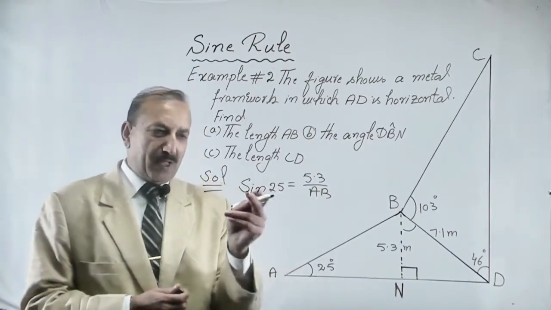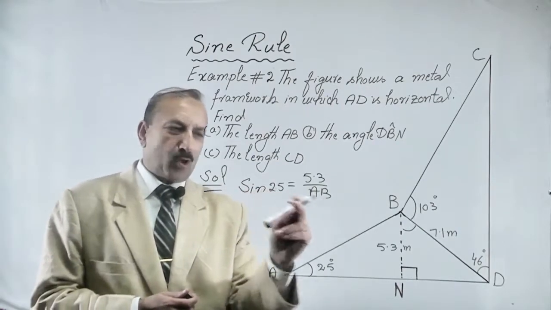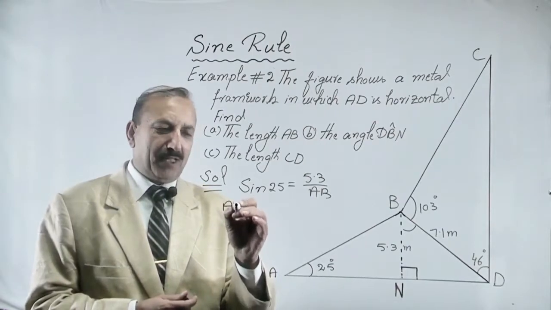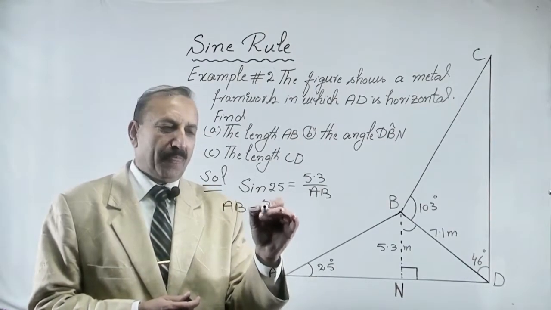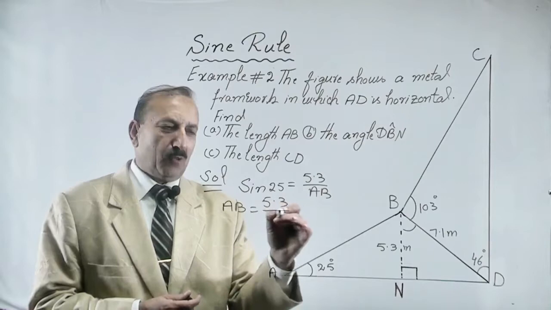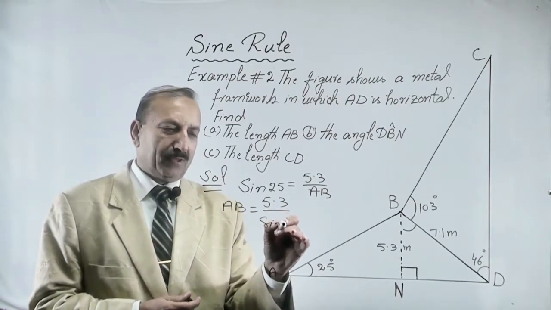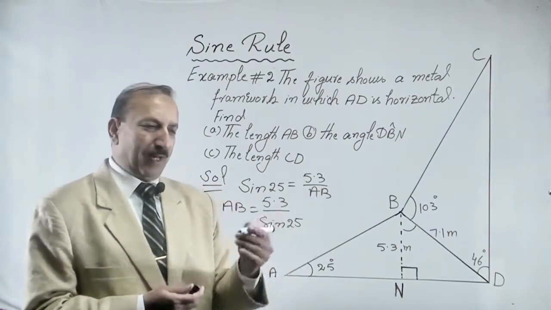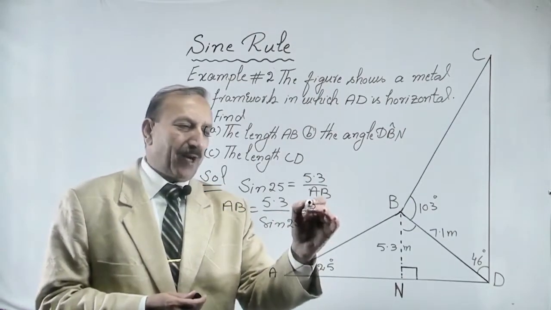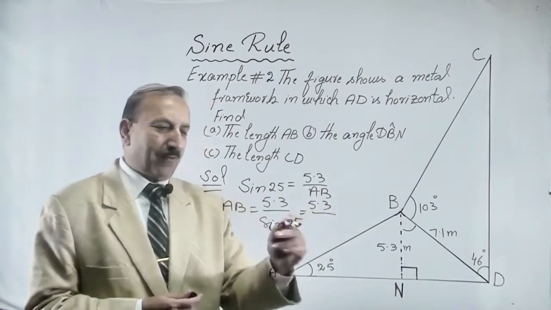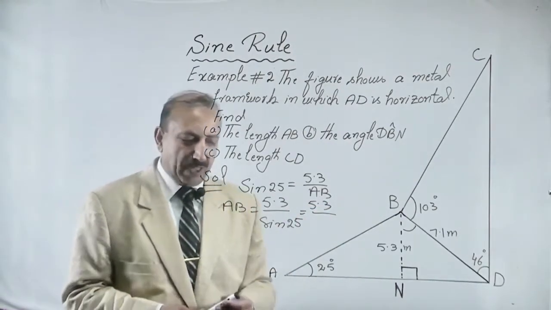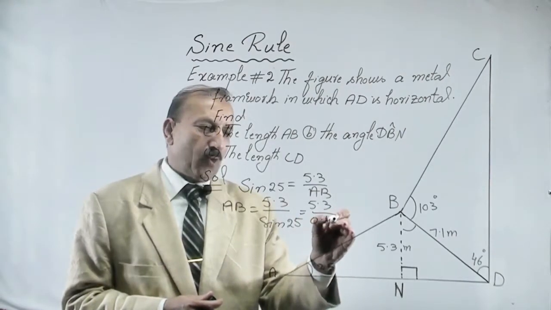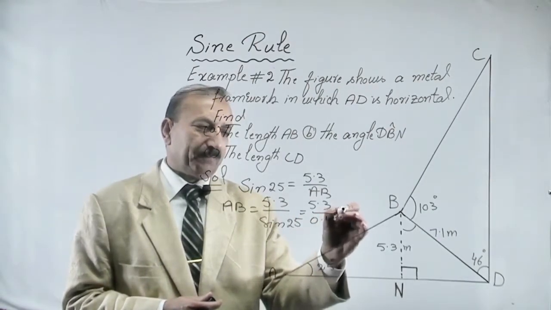Now cross multiply: AB goes on this side and sine of 25 goes in place of AB. The next situation is AB is equal to 5.3 over sine of 25. Now this is the situation that we will handle further. This is 5.3, and let's find the value of sine of 25 with the help of a calculator, and this is 0.423.